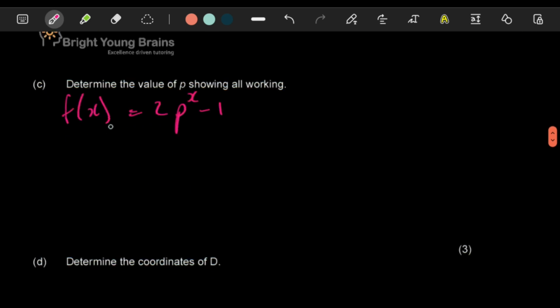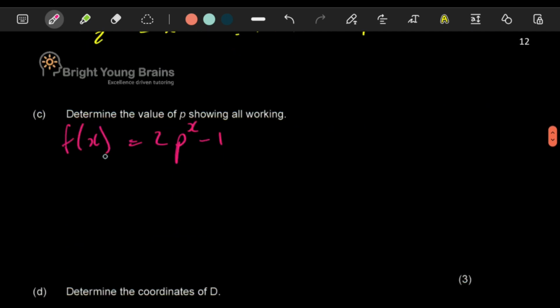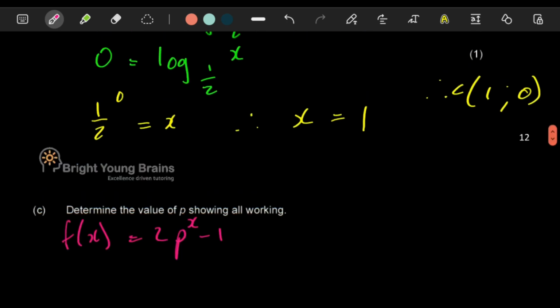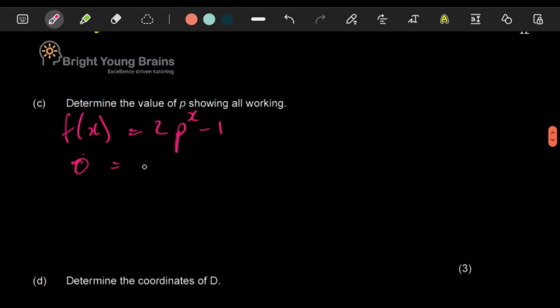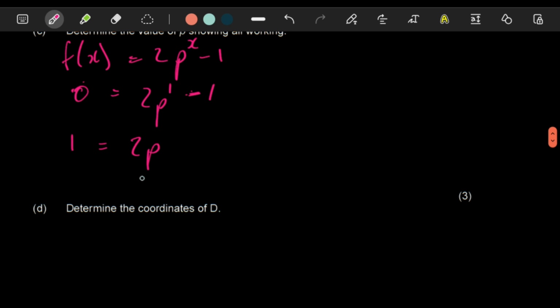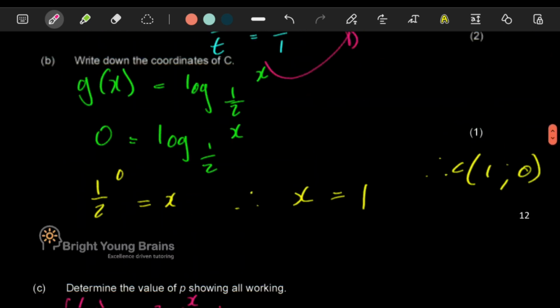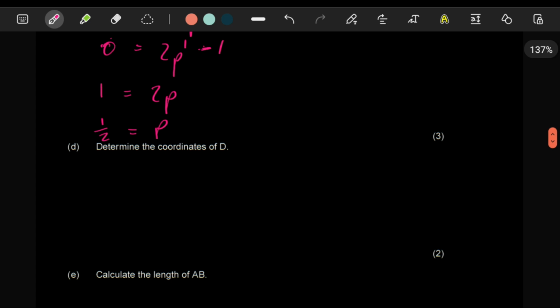And then here let's throw in a point that the graph passes through, which is C. C is a point that this graph passes through. So the y value of C is 0, while the x value is 1, right? So getting p here is quite simple. The 1 can go over. It's going to be 1 as a positive. Then this is 2 times p to the power of 1. And then dividing by 2 on both sides, it's going to give you a half. It's just a coincidence that p is a half and that t is also a half. Like legit. Nothing but a coincidence.